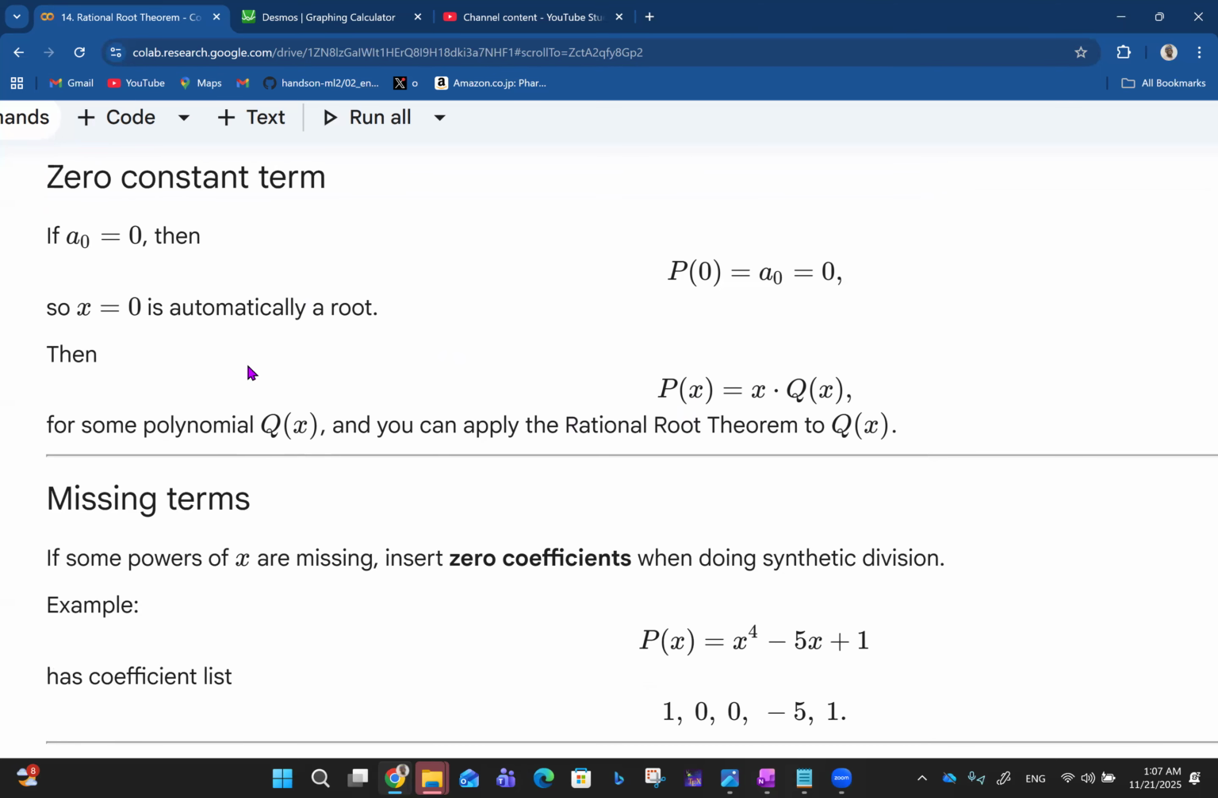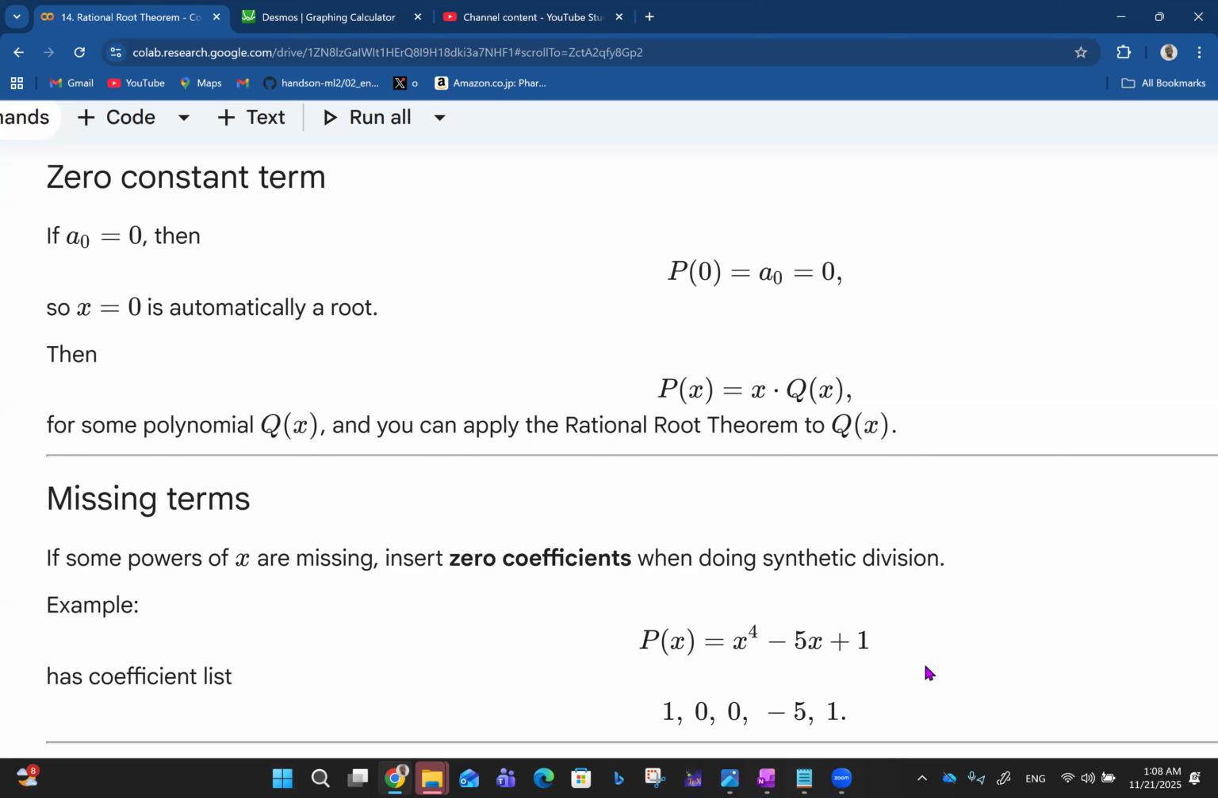X equals 0 is a root, I mean. And if x equals 0 is a root, that means that x is a factor. That's why we have x here now. So, missing terms. If some powers of x are missing, insert 0 coefficients when doing synthetic division. So in this case, x raised to the power 4 minus 5x plus 1. I've solved a couple of problems with missing terms, and I demonstrated how you need to insert zeros to make up for them.